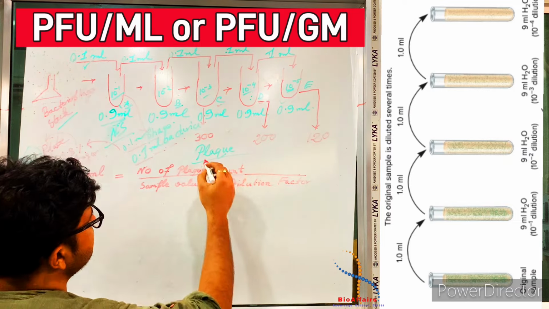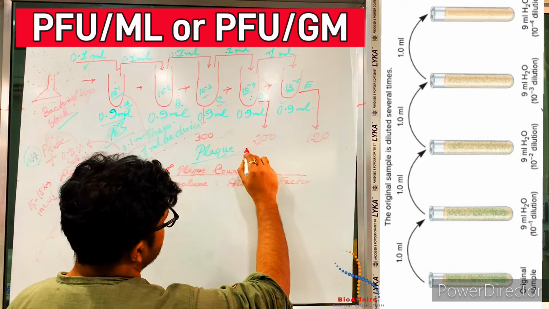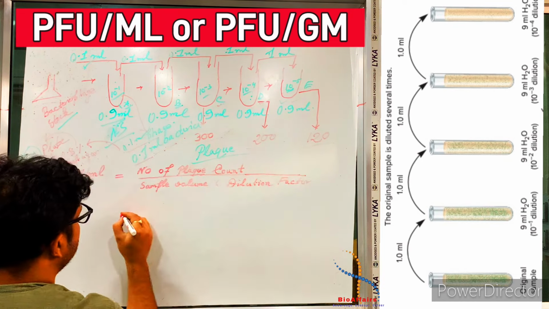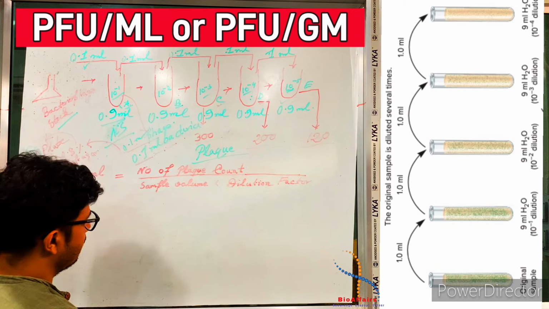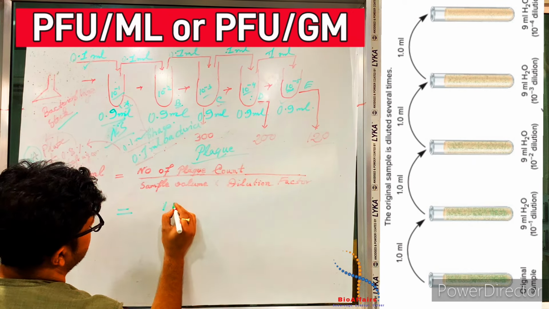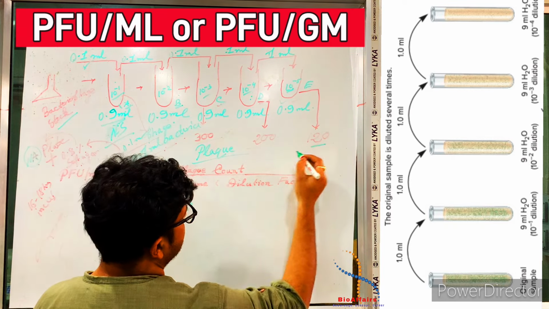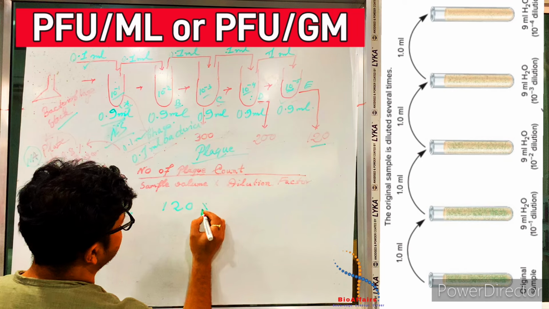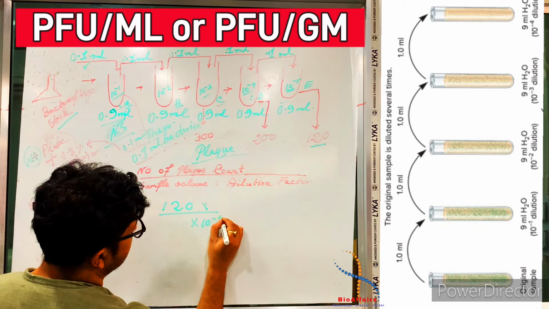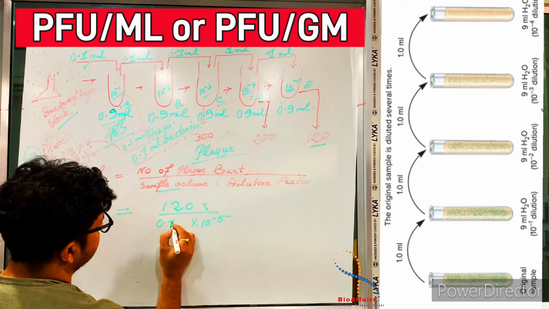So considering this, again I have taken 10 to the power minus 3 will give you 300 plaques, 10 to the power minus 4 will give you 200 plaques, and this will give 120. So now this time the number of plaque is 120, right? So I am taking dilution factor 10 to the power minus 5, and the sample volume is 0.1.